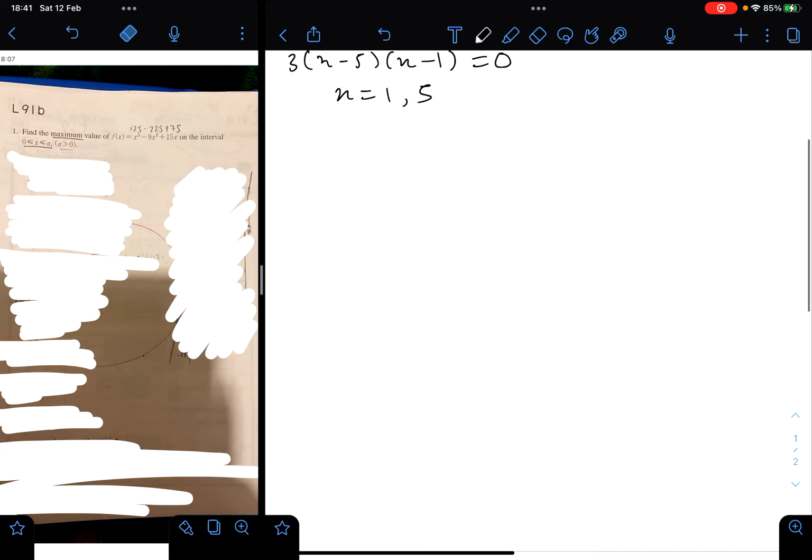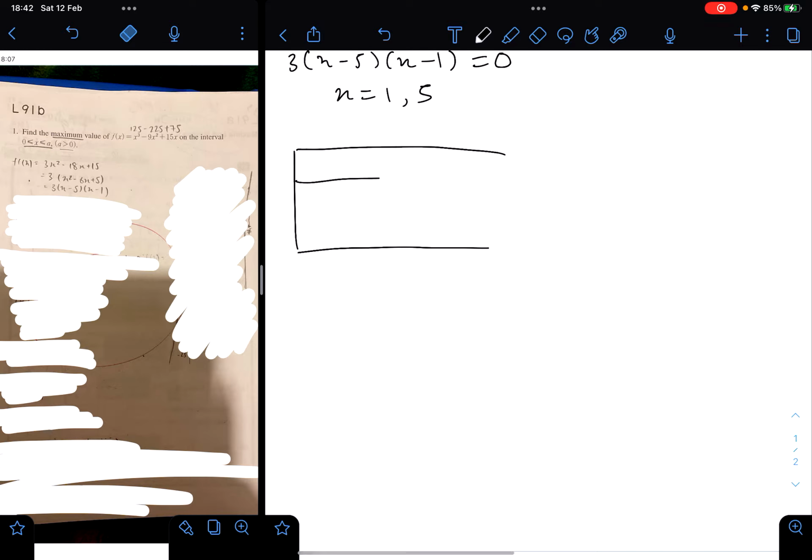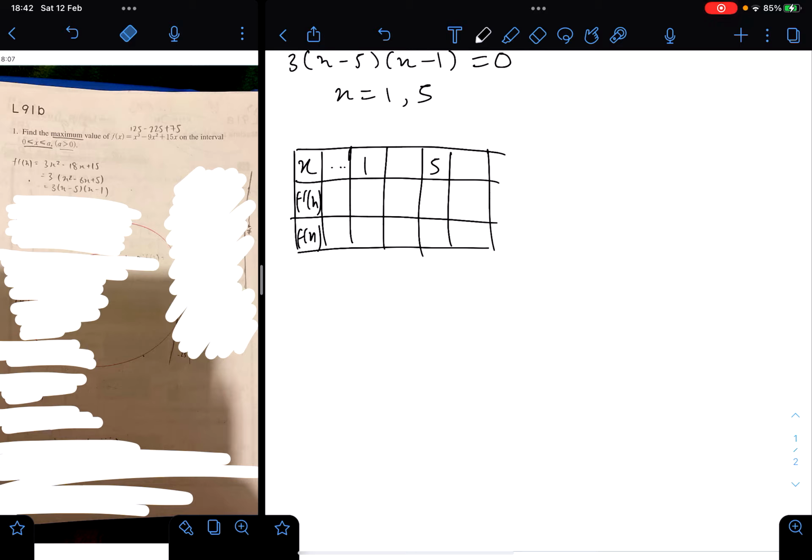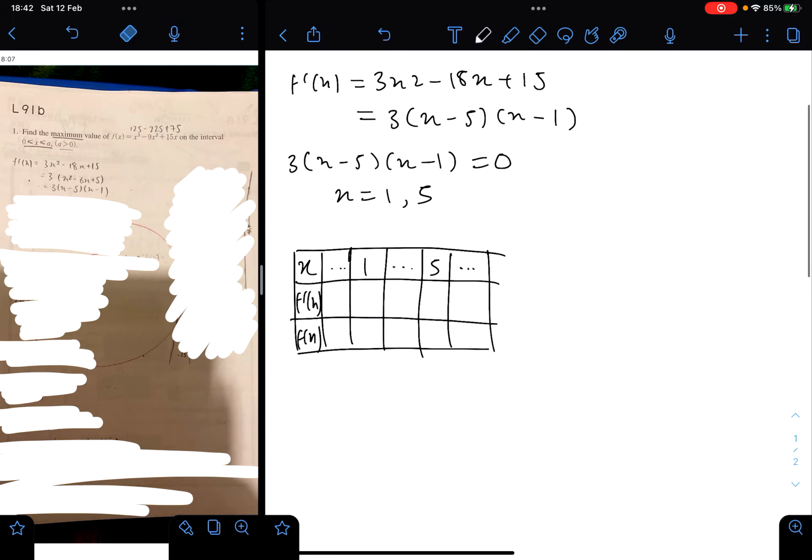Okay, next thing I'm going to do is draw out the table, which will help me figure out the maximum and minimum points more easily. So we have the value of x, the gradient, which is f dash x, and the value of f of x. So we have 1, 5. We're going to find out what happens before 1, what happens between 1 and 5, and what happens after 5. Okay, so we know that the gradient at x equals 1 and x equals 5 is 0.